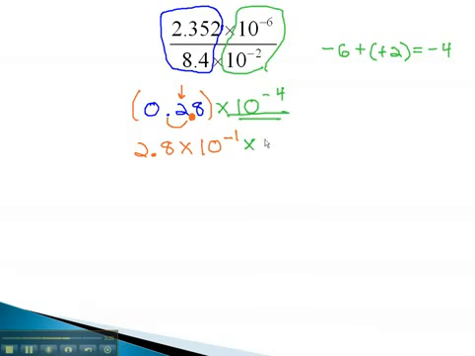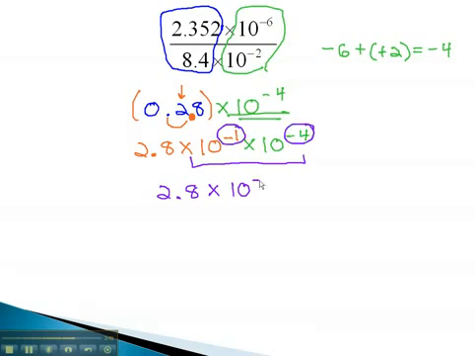We still have the times 10 to the -4 at the end, and we can finally combine the tens together using our exponent properties. This gives us 2.8 times 10, and when we add the exponents, -1 and -4, we get -5. 2.8 times 10 to the -5th is our final answer in scientific notation.